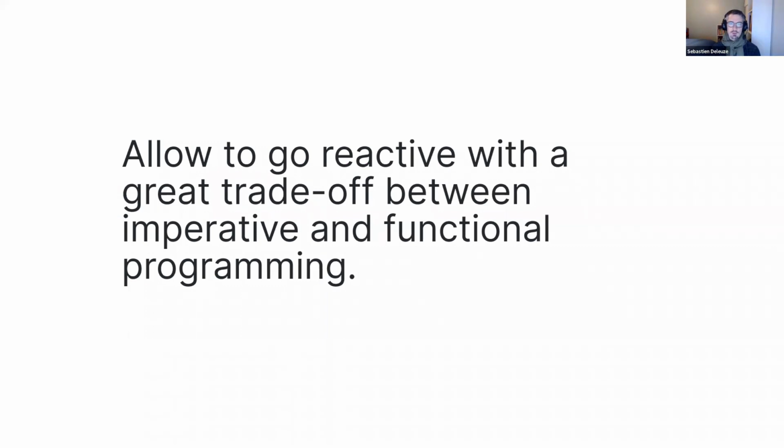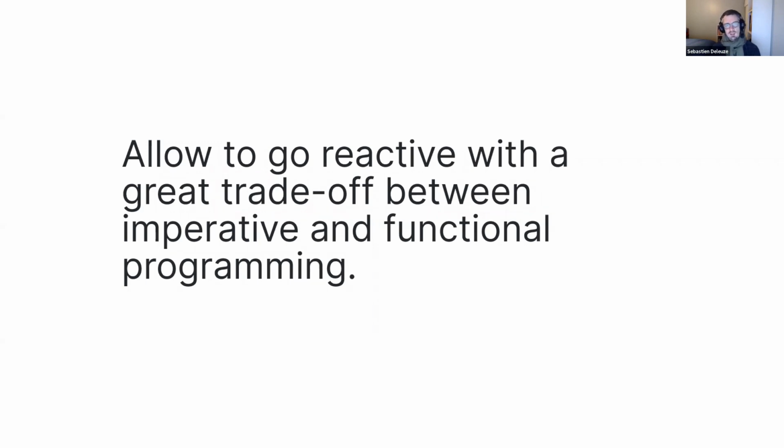Now, coroutines. Coroutines allow you to go reactive with a great trade-off between imperative and functional programming. I guess you all know imperative programming. That's what everybody is doing by default. Functional programming is really nice, and with Reactor, Mono, and Flux, for example, that we use to build a reactive application in Java or in Kotlin, they provide a lot of very nice functional constructs, but I think it's nice to have a trade-off.